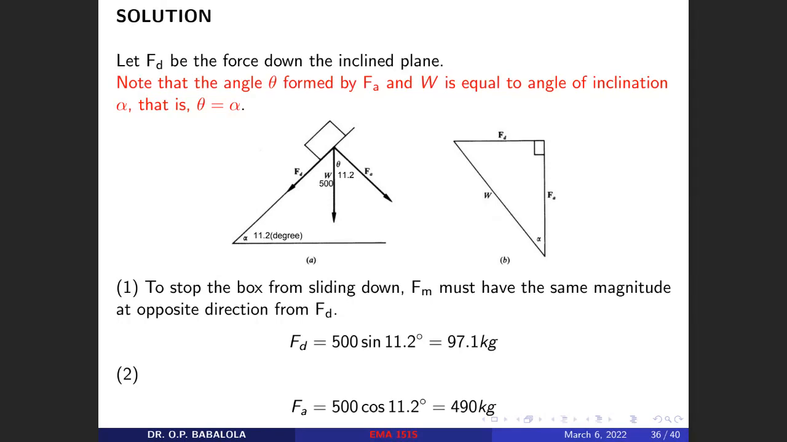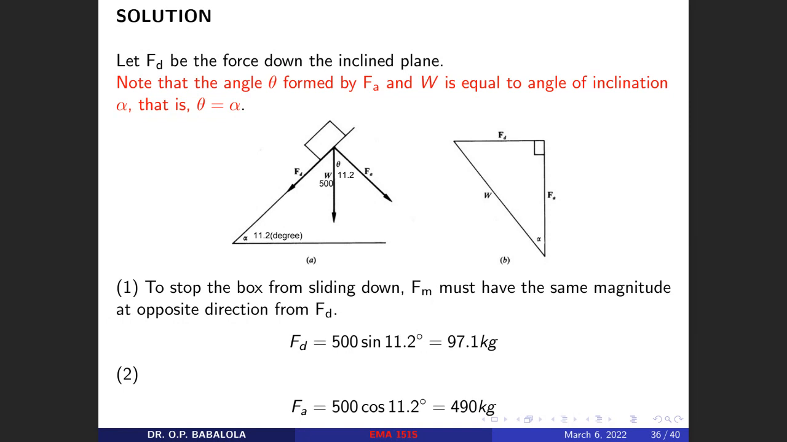I've said, note the angle formed by FA. Can you see this diagram properly? Oh, okay. Someone is already solving the question. That's nice. But for the sake of others, let me explain. If you look at this box, there's a force that pulls it down. That's what I've called FD. There's a weight of this box, 500. There is another force, FA.